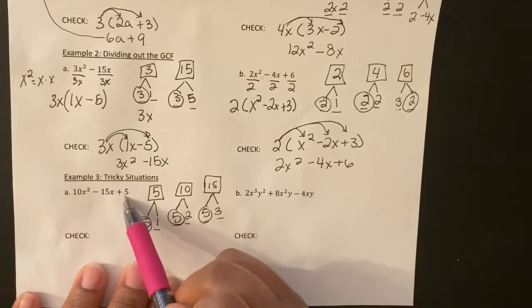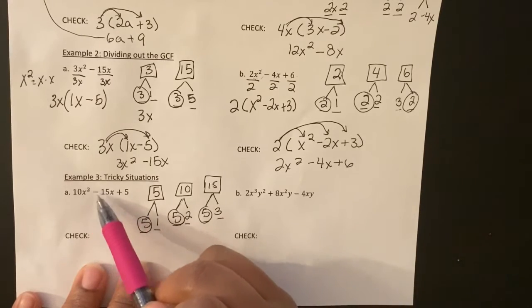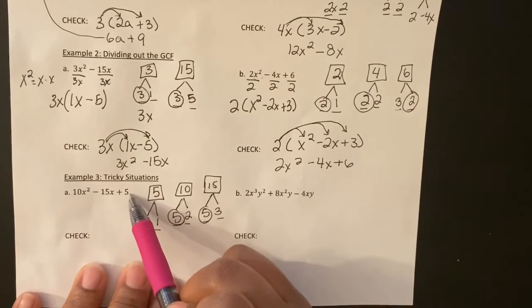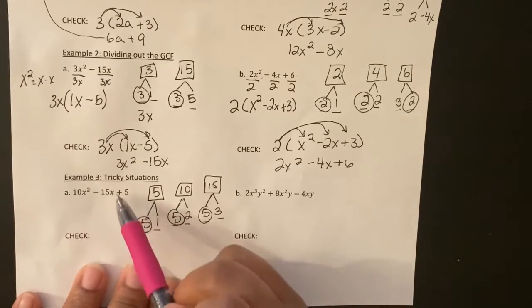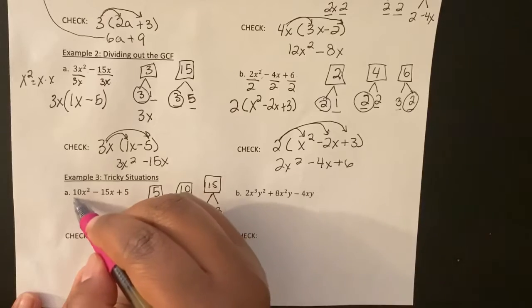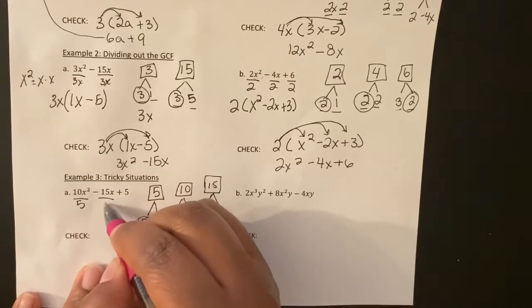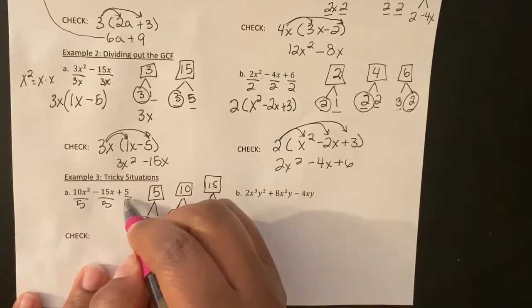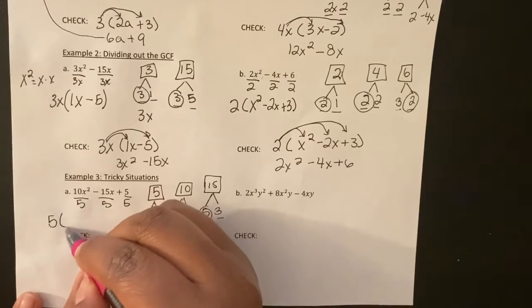They don't have any x's in common. This has 2 x's, this has 1 x, but this has no x's. The 5 has no x's. Therefore, they do not have any variables in common. So we're just going to say 5 is our GCF. Let's divide it out. Put it on the outside of parentheses.